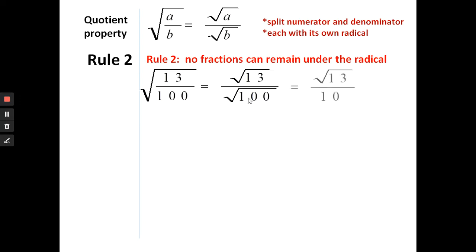So we're going to simplify it to the square root of 13 over 10, because the square root of 100 is 10. Okay, so that's how you would simplify that one.